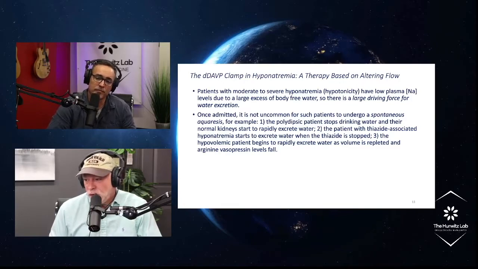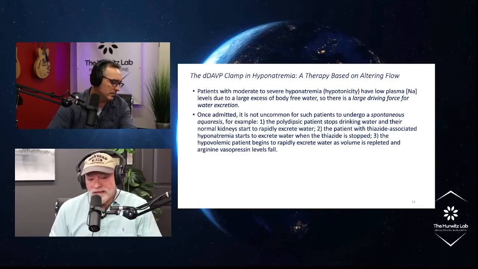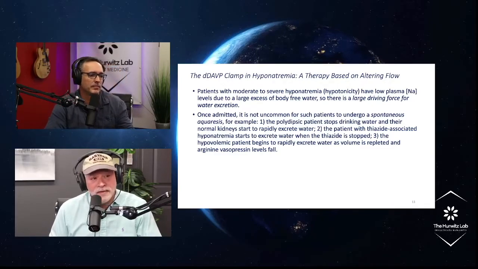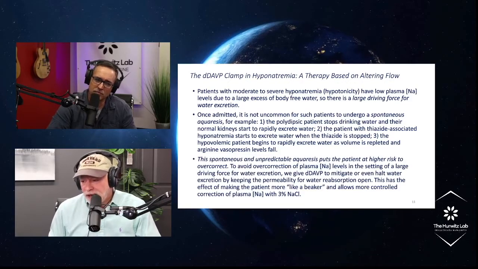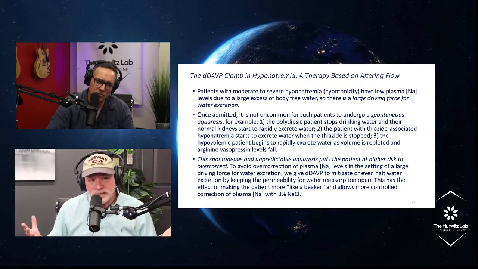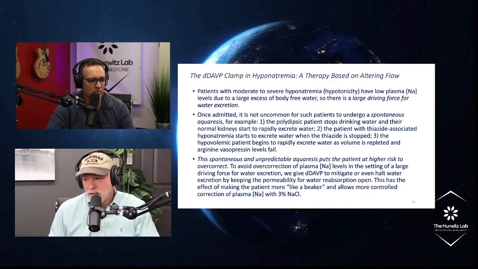So another category of patient is the thiazide-associated hyponatremia patient, where the thiazide is going to be stopped, and now they're going to excrete water as the thiazide wears off. Those people also need to be clamped. And then certainly hypovolemic patients who are going to rapidly excrete water as you replete their volume. So basically this spontaneous and unpredictable aquaresis puts the patient at higher risk for overcorrection.